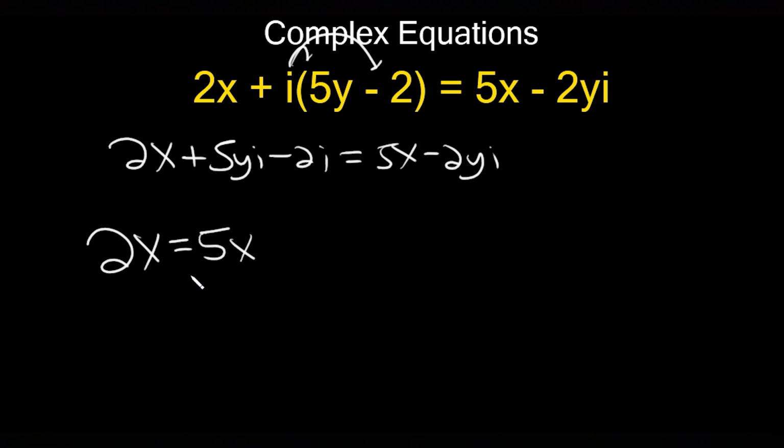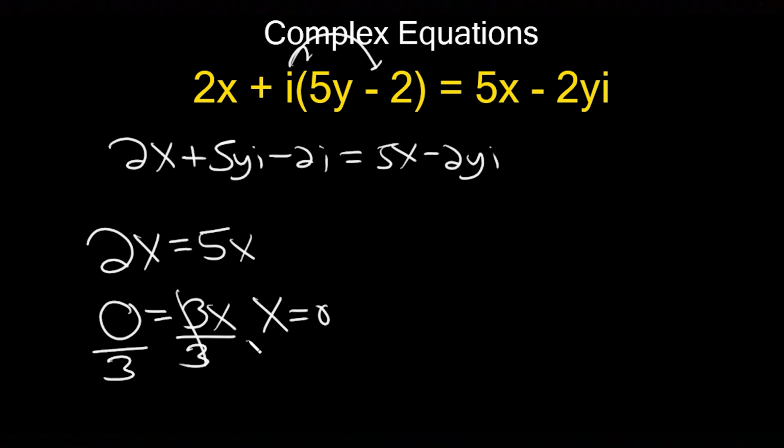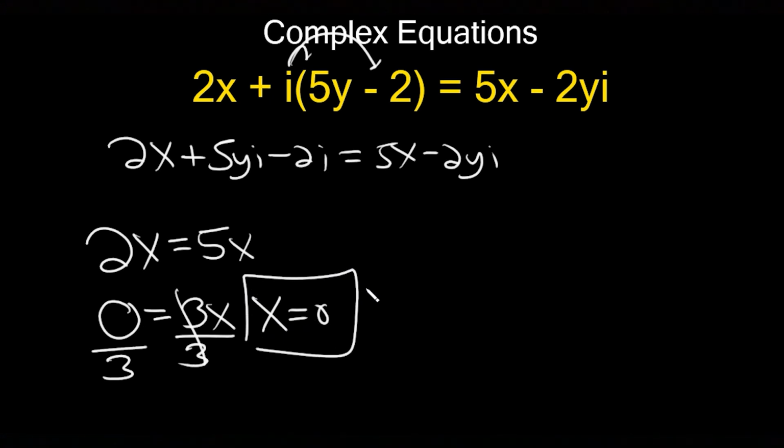So again, it looks like we're going to get another 0 here, but let's just go ahead and prove it out. I'm going to go ahead and move over this 2x to the right-hand side. So I get 0 is equal to 5x minus 2x. I get 3x. And then finally, dividing both sides by 3. 0 divided by anything is 0. So x is equal to 0. Okay. All right, so now let's go ahead and do it for the imaginary parts.